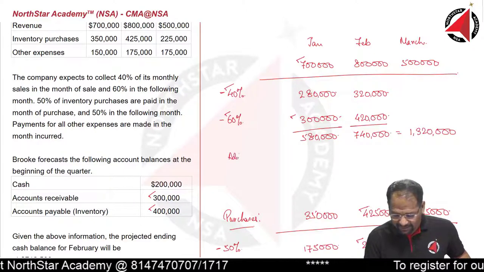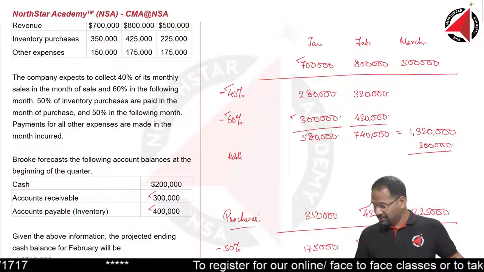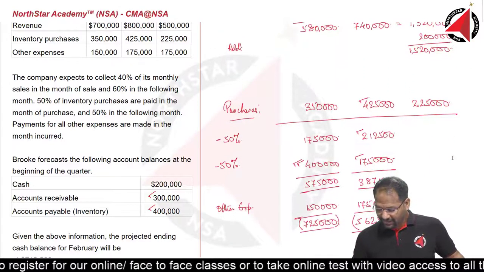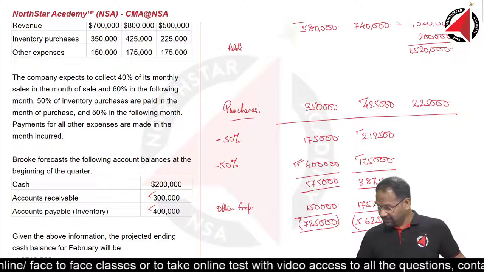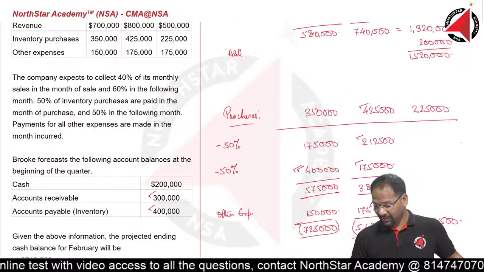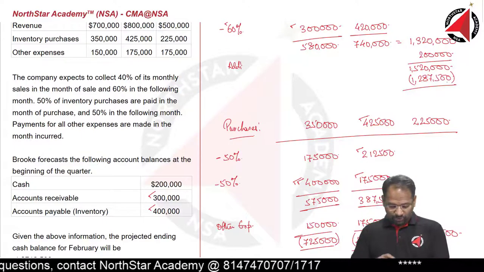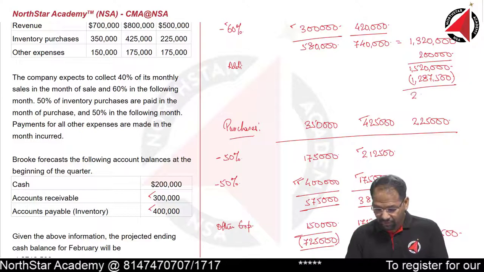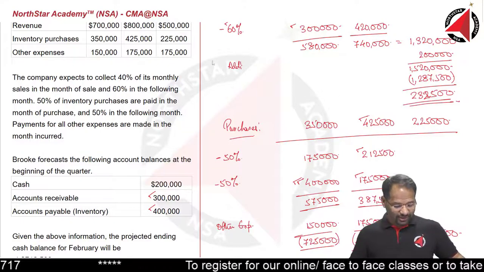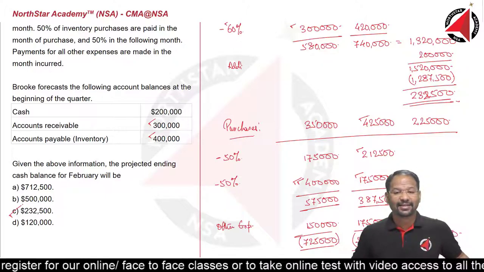With this, we will add up our cash balance. What is the opening cash balance? How much? 200,000 is the opening cash balance. So we get $1,520,000. From this, we will subtract all our payments. Let's club the payments also here. 725,000 plus 562,500. Total is $1,287,500. This is the negative. So minus $1,287,500 from $1,520,000, we get $232,500. Let's look at options. So option C, $232,500 is the correct answer.